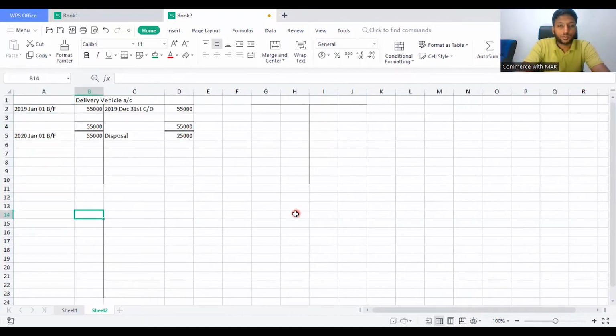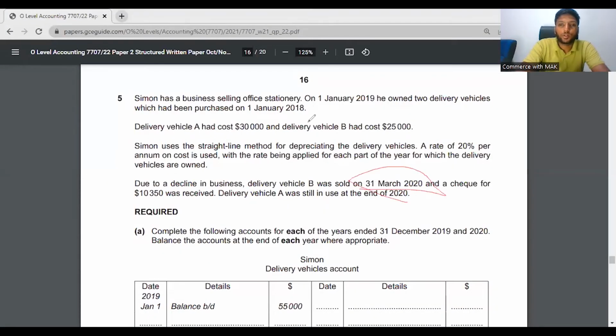I'll write here disposal account. And on the debit side, I'll write 25,000 transferred from delivery. Which date is it getting transferred? 31st March, they're selling 2020. And they have said this date, 31st March. In the question itself, you can see here sold on 31st March, so 2020. So I took this date under disposal account.